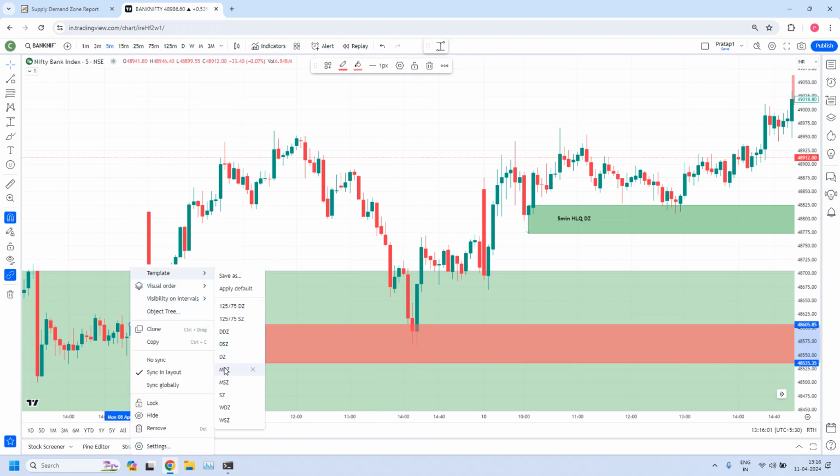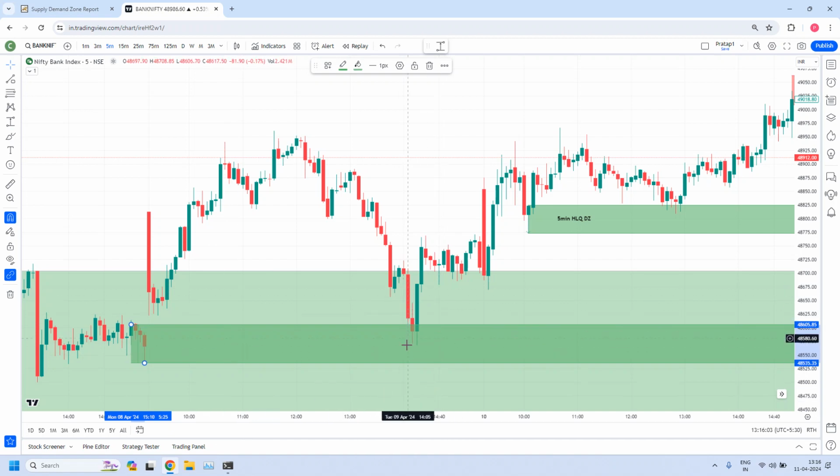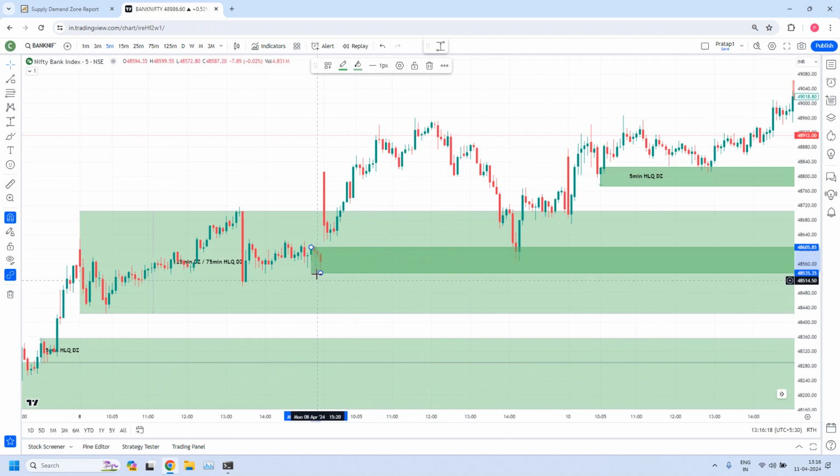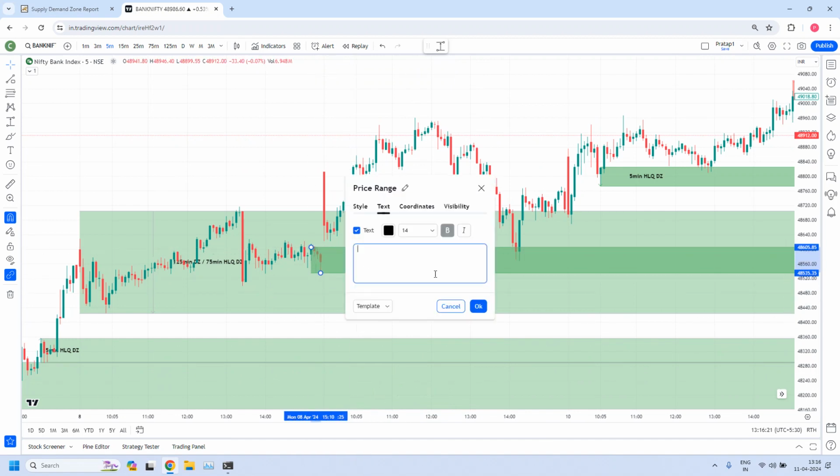Let me change the color first. A new zone is created again. High liquidity only happens like this: within the high liquidity area, new zones will be created on the same time frame or lower time frames. See, same time frame created again. Drop, base, rally. So institutions are maintaining their order flows in that zone. So this is the 5 minutes high liquidity demand zone.